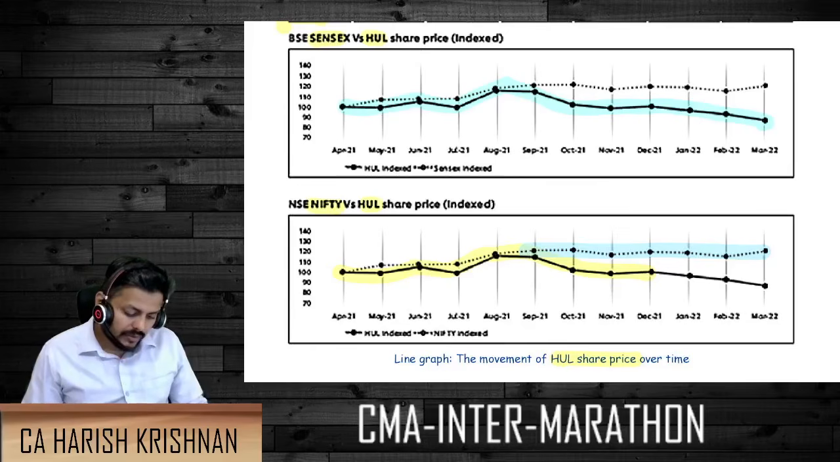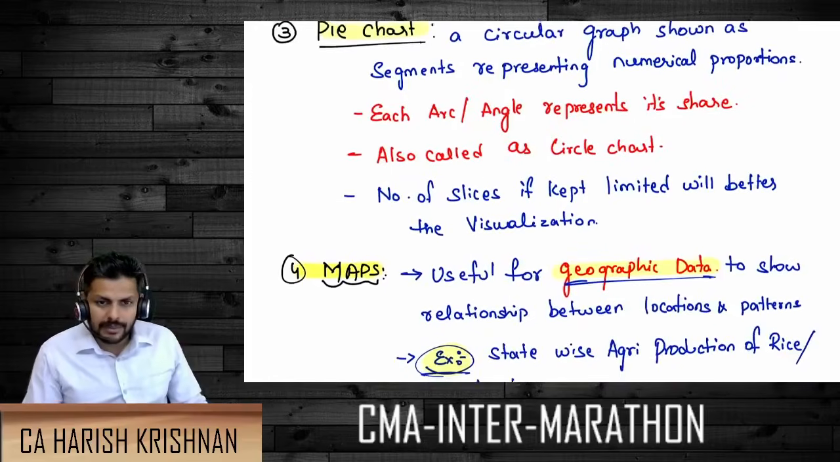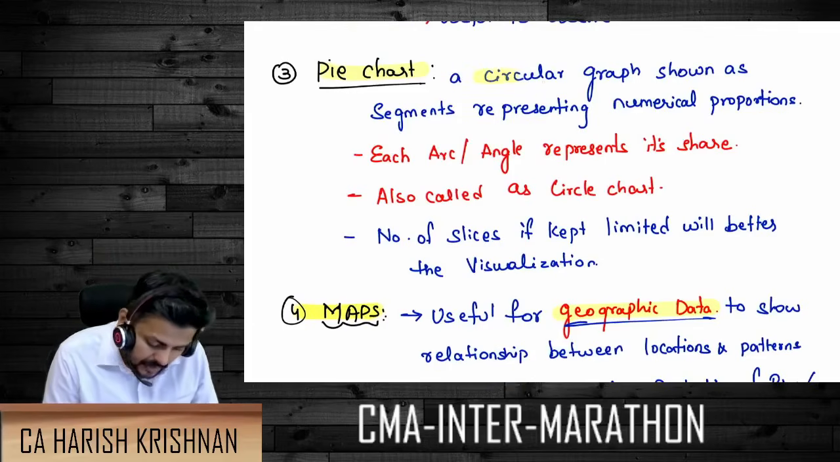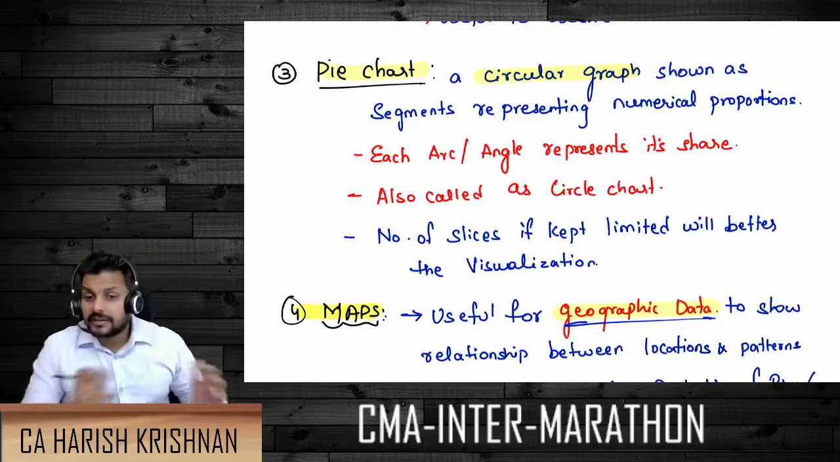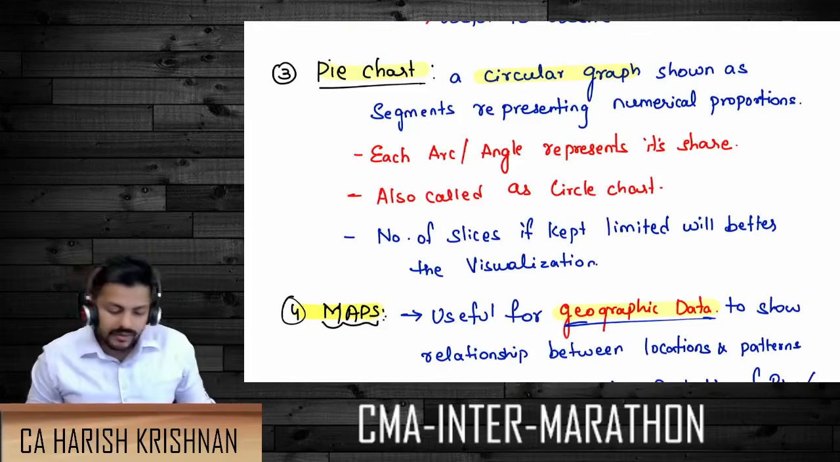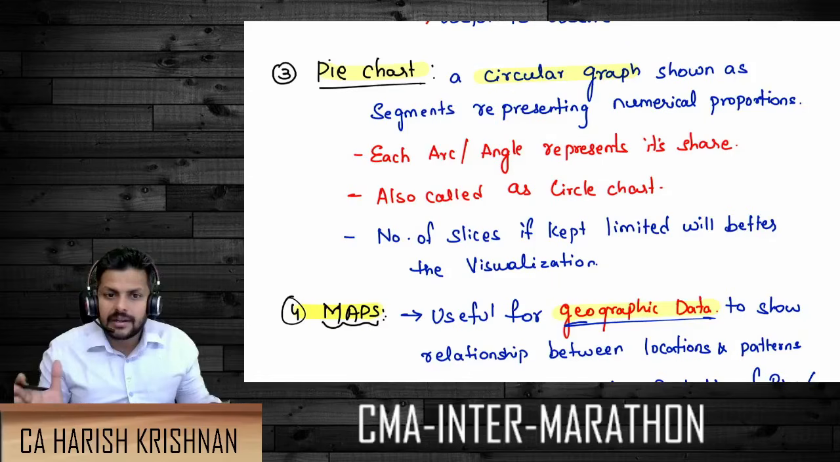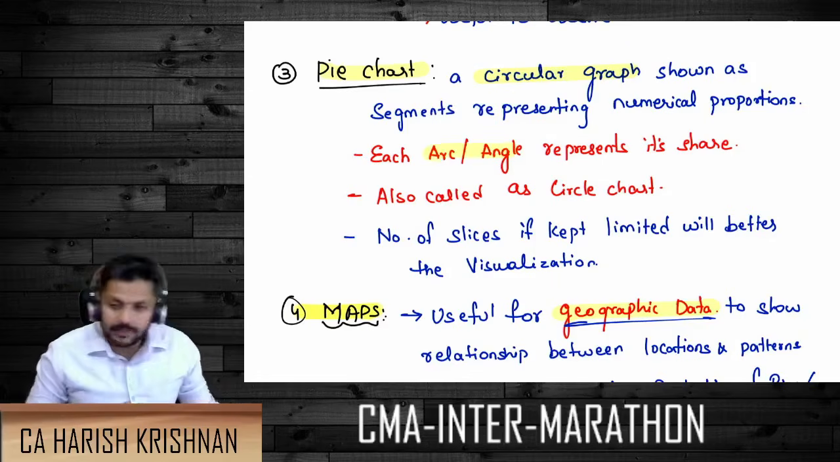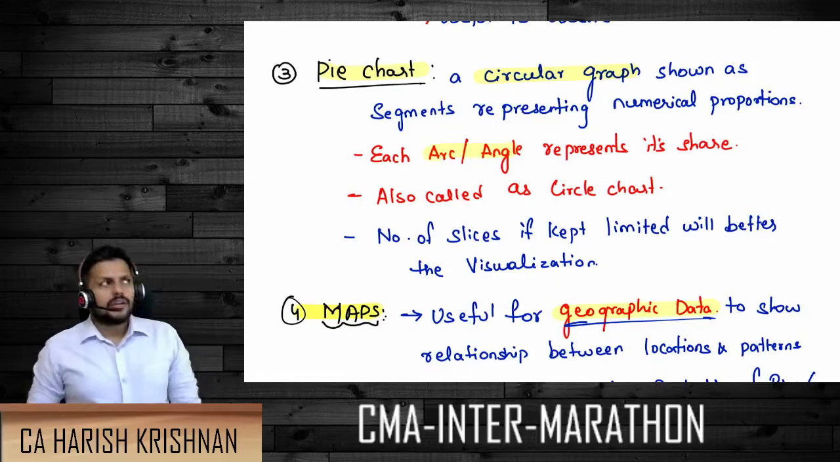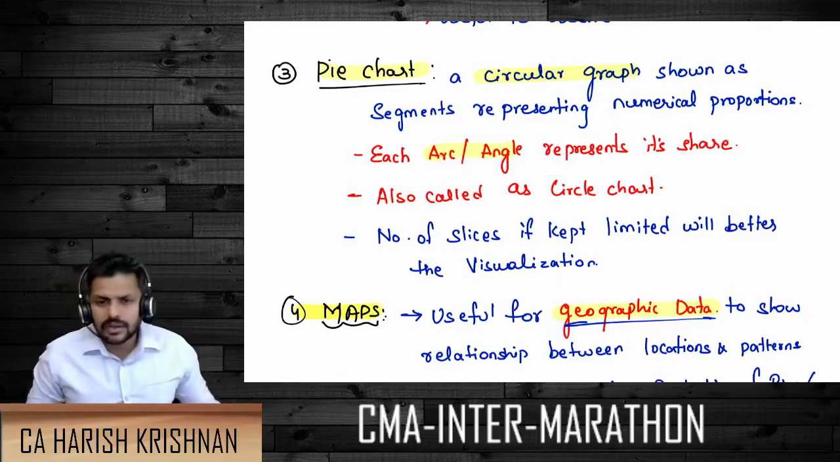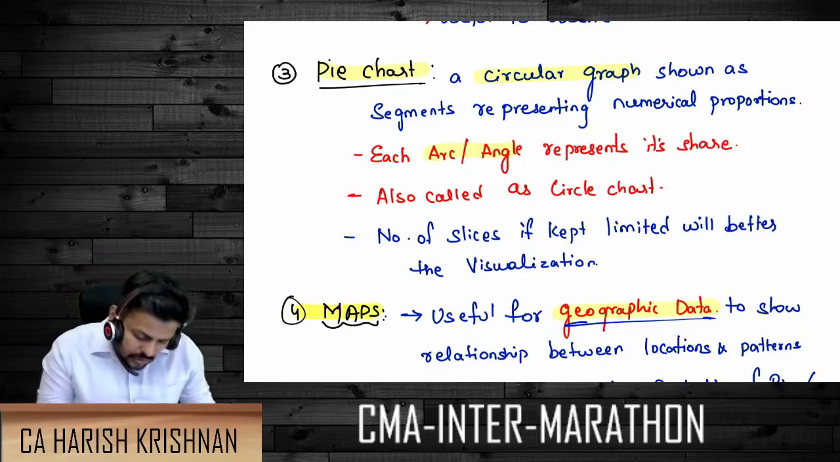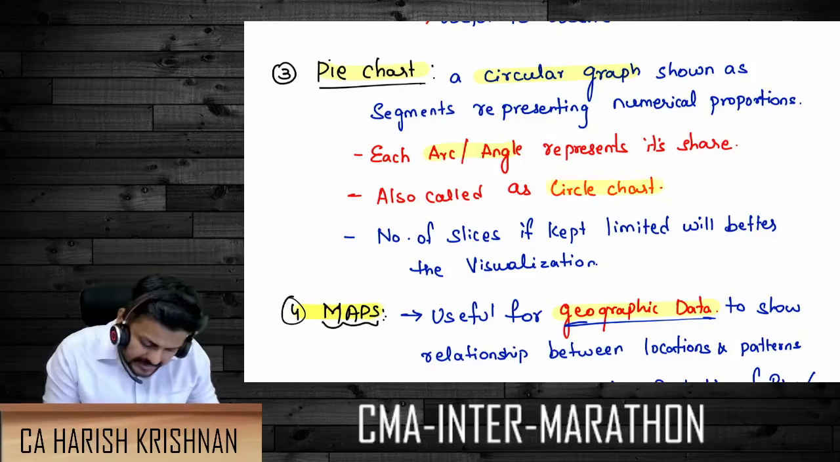Then of course, one of the most important diagrams that generally we discuss is the third one, called the pie chart. A pie chart is a circular graph. What is the pie chart? A circular graph shows segments representing shares. I don't think anybody here doesn't know what a pie chart is. They are neatly segmented and shown. Each arc or angle represents that share. So when you want to do sectoral classification, market-oriented classification, for all those aspects, you can use a pie chart. It's also called a circle chart.